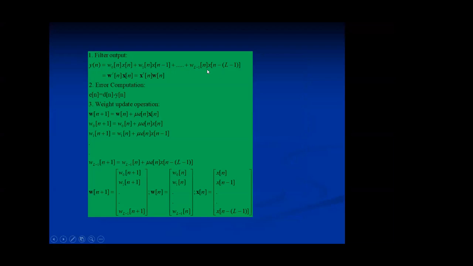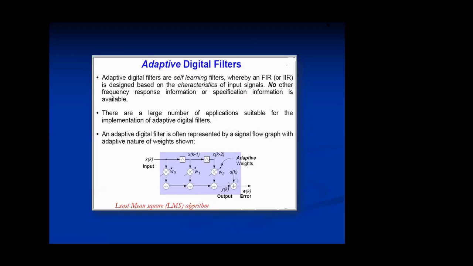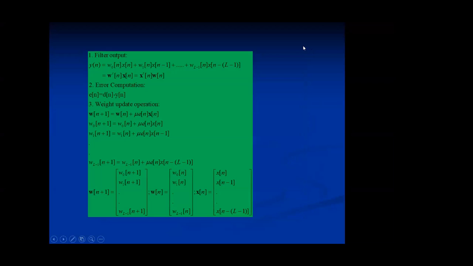So W0 of n into x of n plus W1 of n into x of n minus 1, and so on, up to... I have taken a general L-tap filter. In the previous case we took 3 taps, but the mathematical expression I have given is for the generalized L-tap filter. So instead of writing this big expression, we normally use vector notation in signal processing. One of the standard vector notations is that we use lowercase bold letters for vectors and uppercase bold letters for matrices.